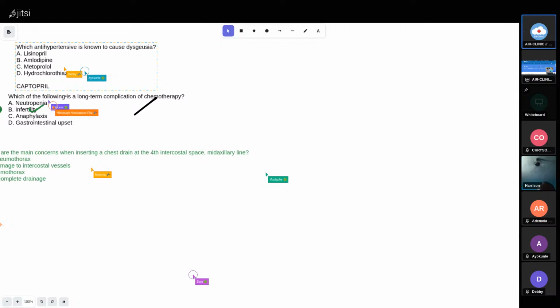This question already gives you away the site of intercostal drainage, because that could be another test that you can have. You can have a test asking you what's the best site for chest tube insertion. Okay, so that's the fourth intercostal space, mid axillary line.